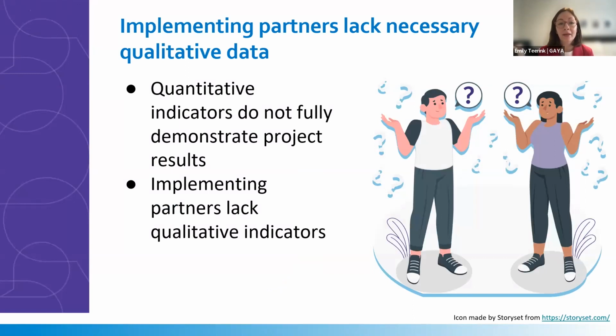Another key barrier is that implementing partners are collecting quantitative data, but lack the necessary qualitative research indicators and experience to evaluate the effectiveness of their programs and to understand the gender and youth context. Implementing partners reported that quantitative indicators do not fully demonstrate project results, as it is difficult to measure change around gender equality and positive youth development through quantitative indicators alone. They also reported that they do not have the qualitative indicators to measure and track gender and youth impact.